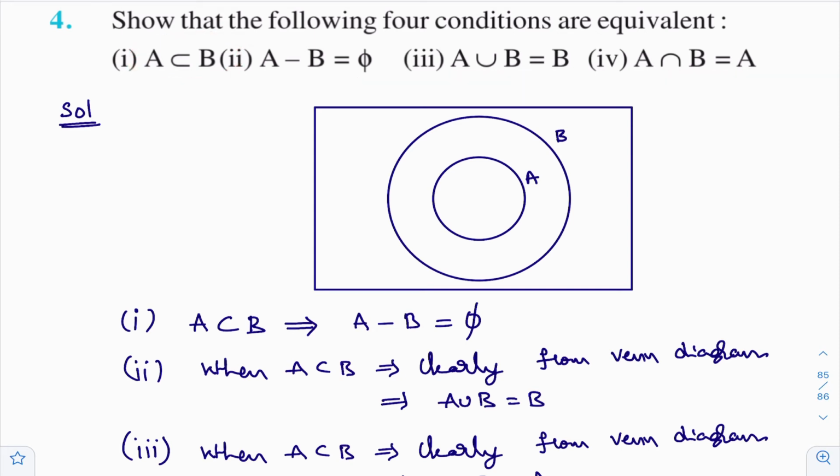So from the Venn diagram, we can observe it clearly. In the exam also you write like this: from the Venn diagram, it can be observed clearly. No need to prove with unnecessary complications. Don't make it complicated. Keep it simple. Right. This is the solution for this problem.